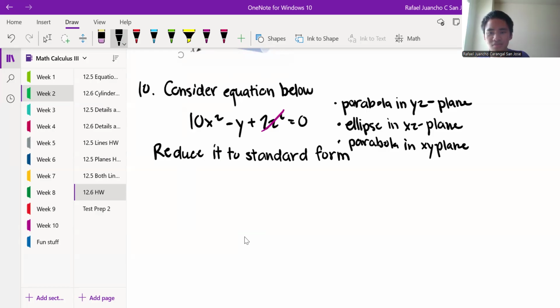So what is this? Well, it's definitely a parabola. It's a paraboloid of some sort. And we have this one piece of information about the ellipse. So if I look at my table, what is it? Well, it's an elliptic paraboloid. Pretty much. That's what it is. So this is an elliptic paraboloid, right?